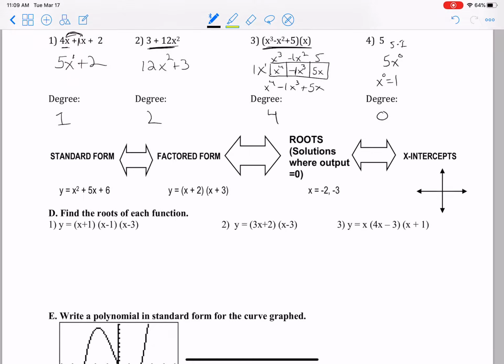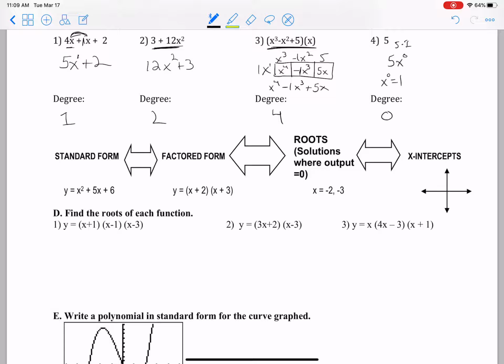So let's check out what we have here. Standard form, factored form. The roots are where the outputs are 0. And here's the key. Roots are the same as your x-intercepts. Okay? Roots and x-intercepts mean the same thing. So here's the standard form. You guys just did a whole unit on how to factor it. If I was to factor this, I would get this. I shouldn't have to do that for you.